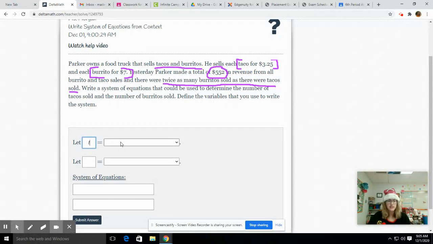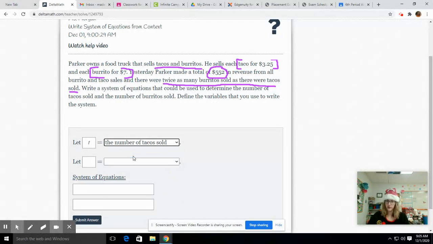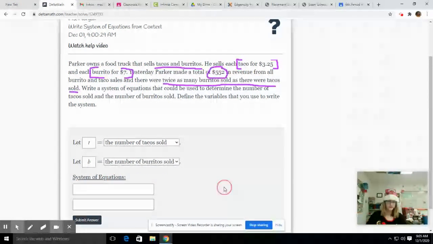Tacos and burritos are going to be our two variables that we're defining. So we're going to let T be the number of tacos sold, because that's what we're trying to find. It literally says that down here at the bottom. And we will let B be the number of burritos sold. So we have two variables, we're going to have two equations.